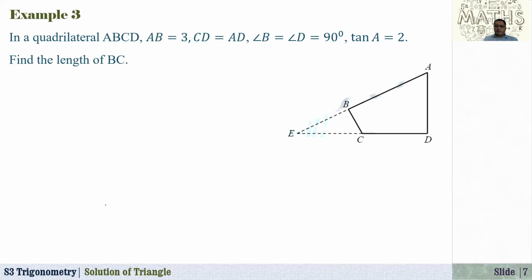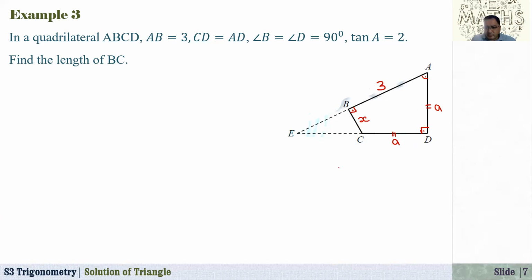So here, first, let me just label the given things. ABCD, AB equals 3, so this AB is equal to 3. CD equals AD, so they are equal to each other. And the angle B is equal to 90 degrees, and also this angle is 90 degrees. And tangent of A, this angle, right, is 2. Okay, so what is CD? I don't know. Let's say it is A, and also this should be A. So we need to find BC. Let's say it is X.